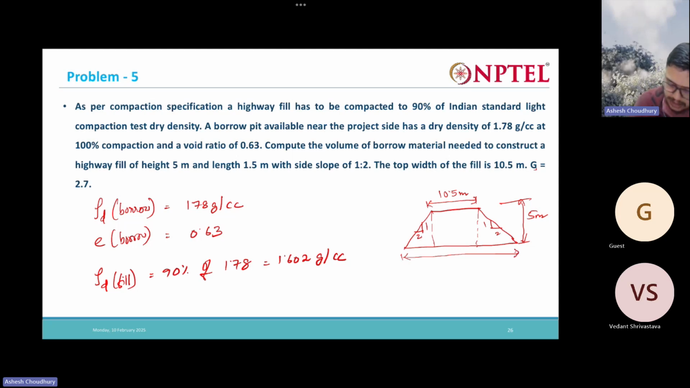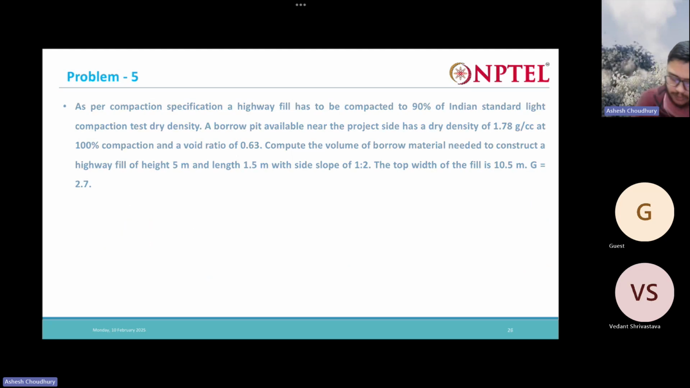It is nothing but 10.5 plus 2 into, how much? This height is 5, so 2 into 10, so it's going to be 30.5 meter, this total width. Now we can calculate the volume, as we know the dimensions of the cross section as well as the length, which is given as 1.5, so we can calculate the volume.